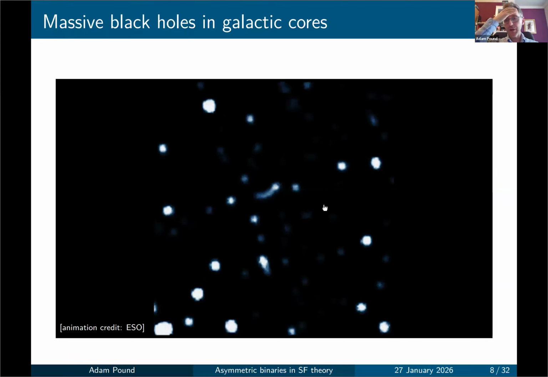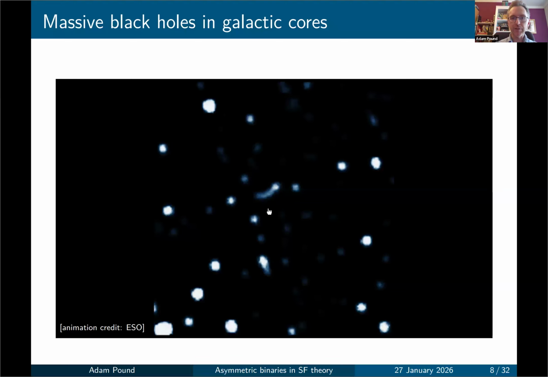Okay, so the most interesting things we are going to see with LISA, we will be able to see much larger things. The most interesting things we'll be able to see are massive black holes in galactic cores and galactic nuclei, which could be 10 to the 4 up to 10 to the 7 solar masses, comparable to the massive black hole at the center of our galaxy, which is Sagittarius A star.